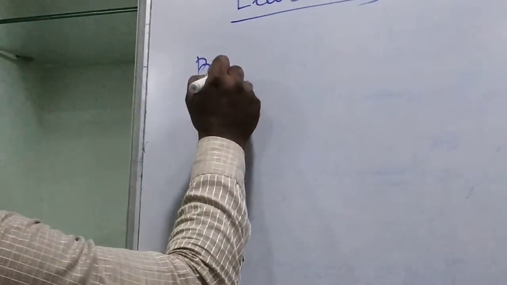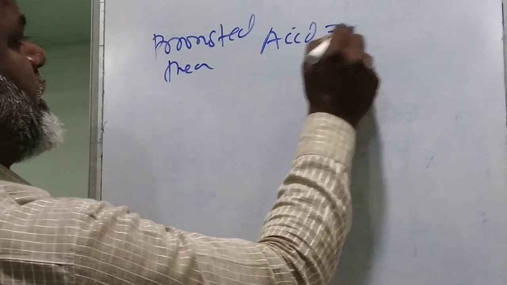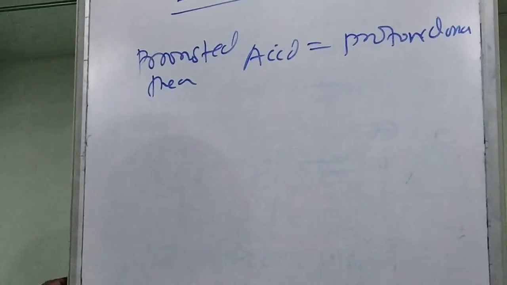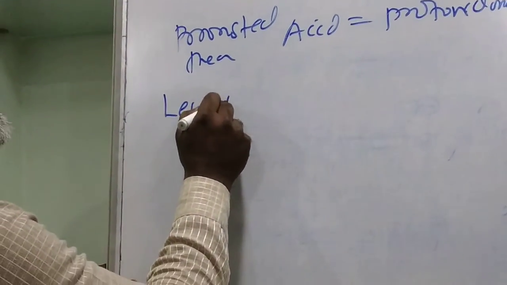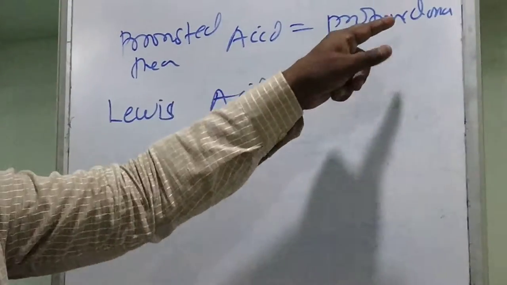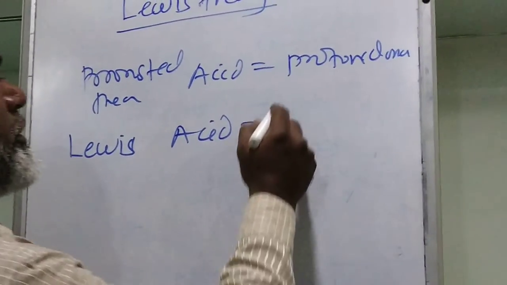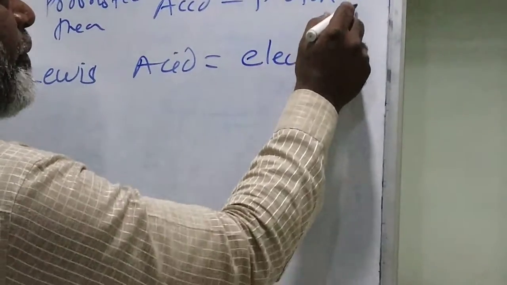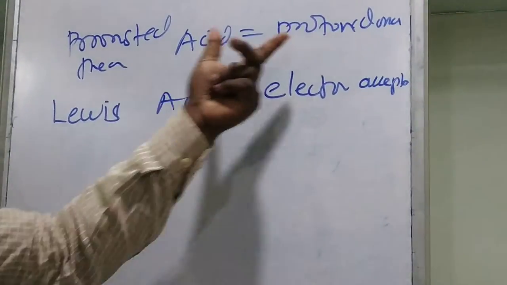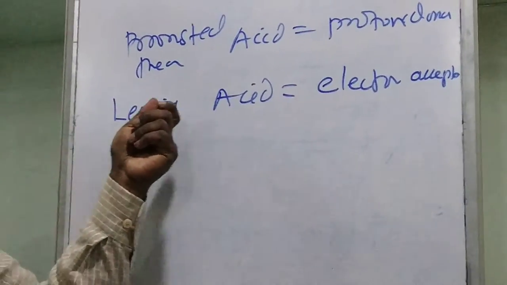So what is Bronsted theory of acid? What an acid is according to Bronsted is a proton donor. Now I am not telling Bronsted, I am telling Lewis theory of acid. What is the opposite of proton? The opposite of proton is electron. The opposite of donor is acceptor. So proton donor is acid, that is Bronsted acid. And electron acceptor is nothing but Lewis acid.